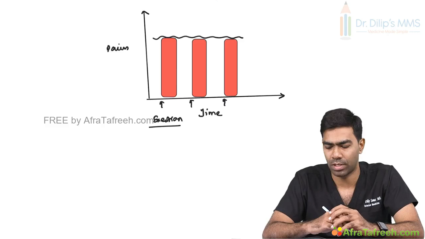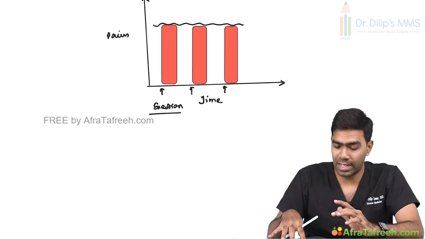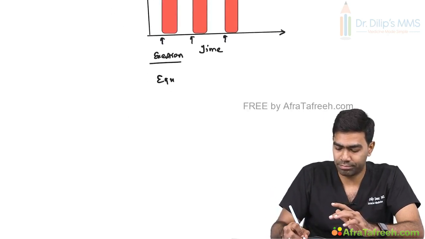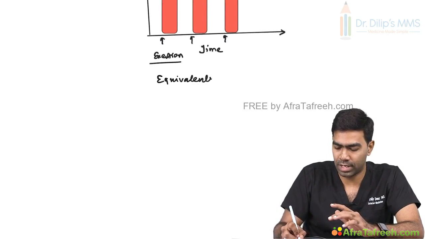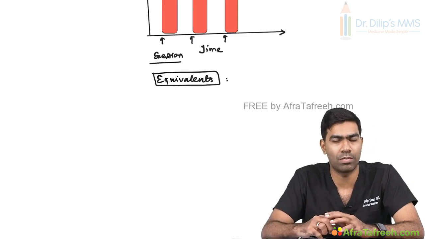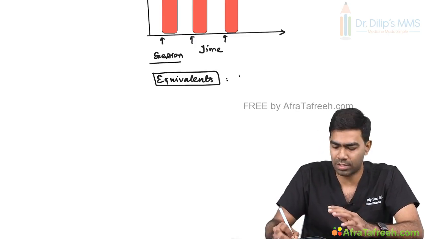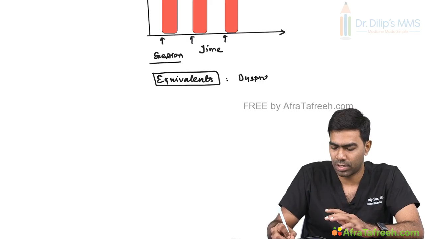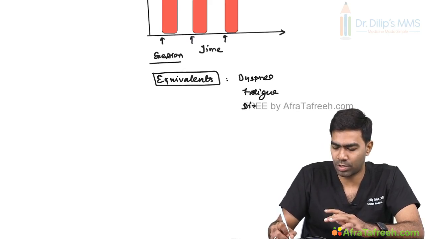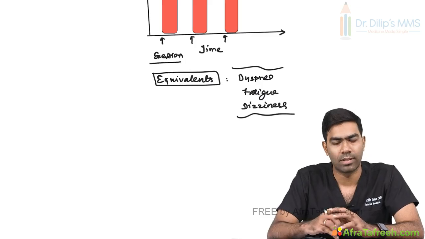And you have to know some anginal equivalents also, because certain patients, especially those with diabetes or elderly patients, may not manifest all these symptoms which I told very clearly. So they cannot manifest chest pain, but they will manifest something else like dyspnea, fatigue, or dizziness, which is also referred to as pre-syncope. So these are basically considered as anginal equivalents.